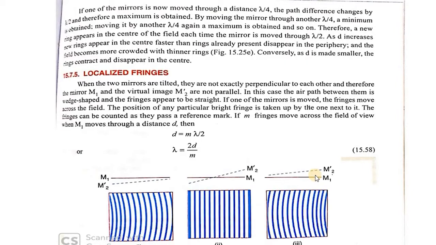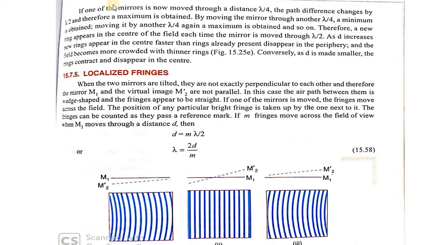And if one of the mirrors is now moved through a distance lambda by 4, what happens? The path difference changes by lambda by 2. If a mirror is moving, that is, two mirrors are there, and one mirror is moved through a distance lambda by 4, the path difference contribution will be what? Lambda by 4 in the forward direction and lambda by 4 in the backward direction. So it will be lambda by 4 plus lambda by 4. It will be lambda by 2.